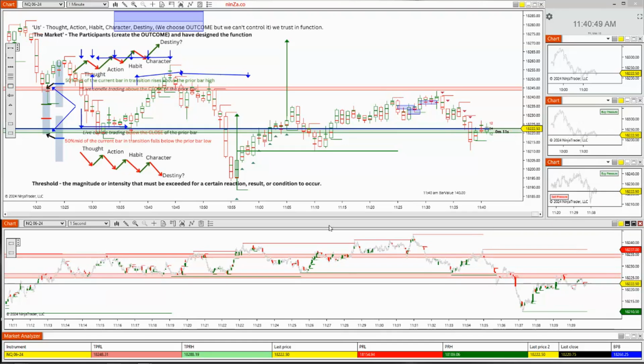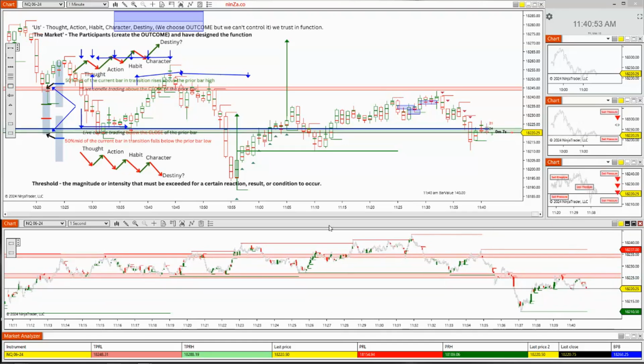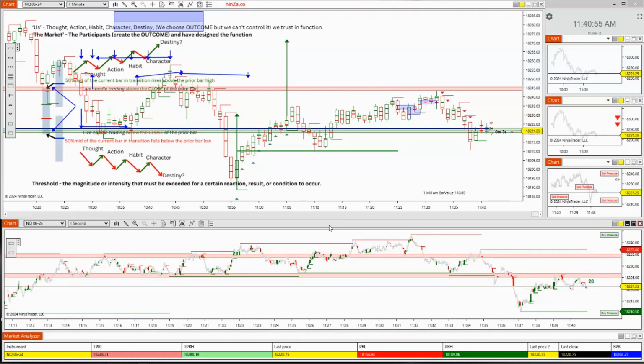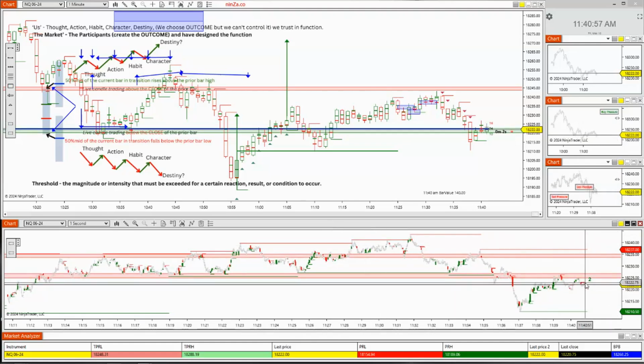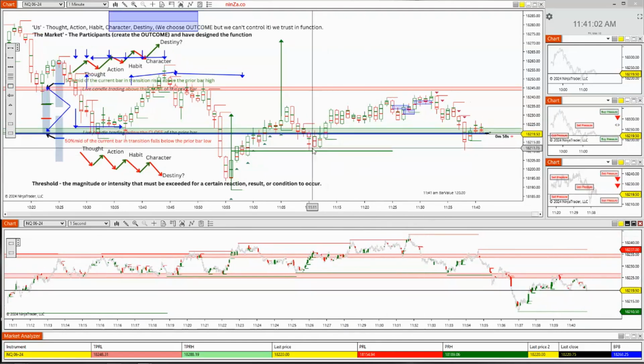Let's see what they plan to do. All right. Yep, they ran right back into that selling there, and now they're turning it back around. Got a little bit of selling here. They kissed that, and they're falling out of it. Let's see if they're going to break this.